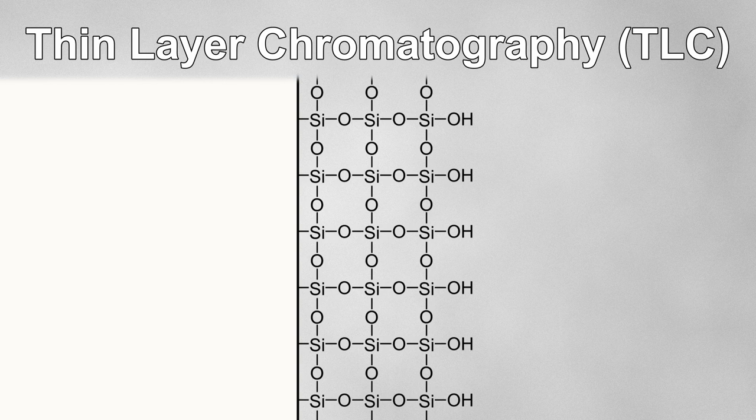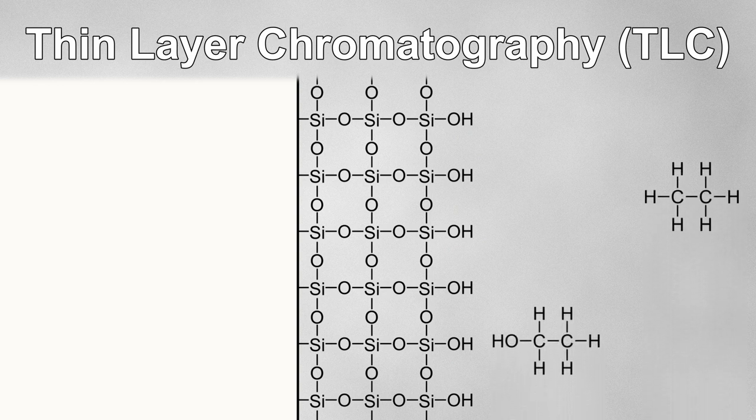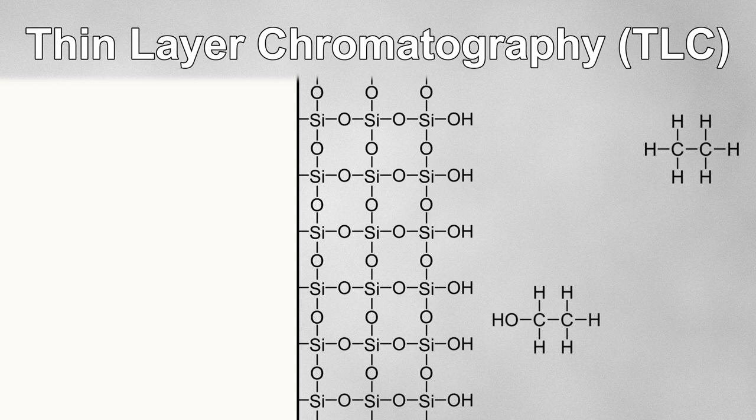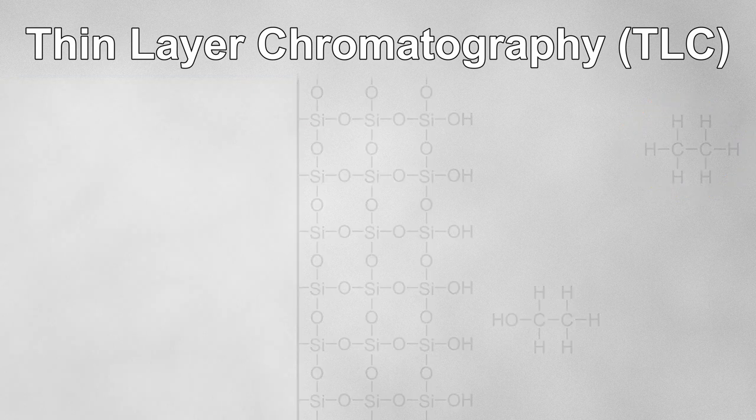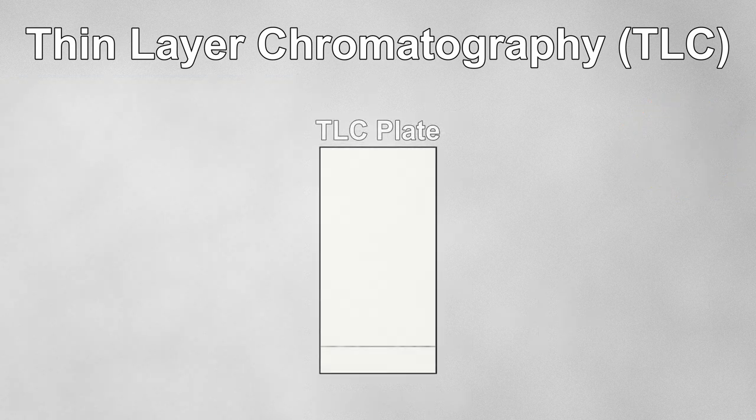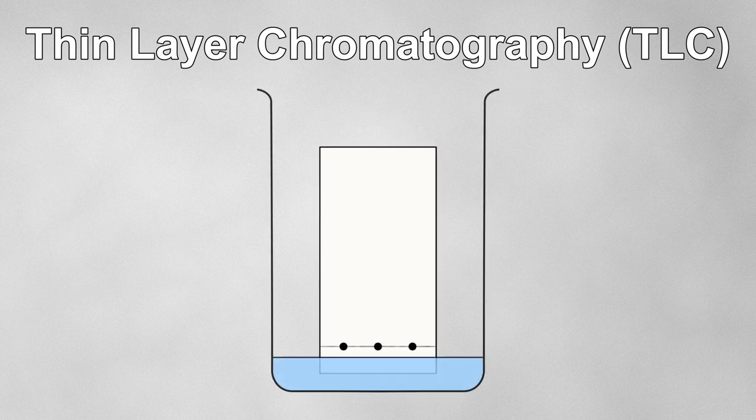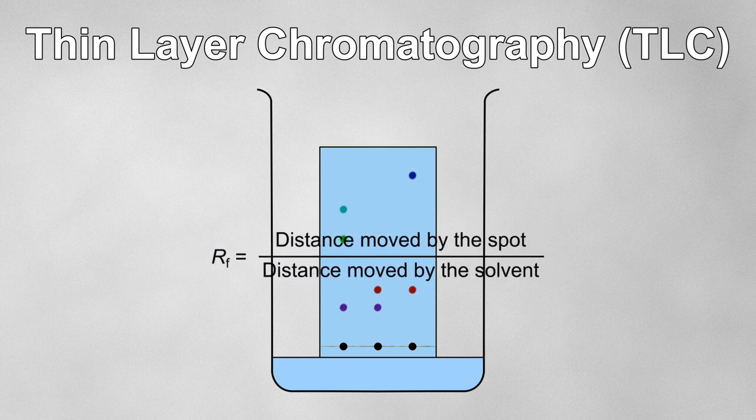The alumina or silica thin film is polar, with OH groups at the surface so it can form hydrogen bonds and dipole-dipole interactions with the molecules passing over it. This means it will bind more strongly to polar molecules than it will to nonpolar molecules. Apart from that, TLC works in the same way as paper chromatography. The mixtures are dotted onto the pencil line, the plate is suspended in a solvent, and over time, the spots move up the film.